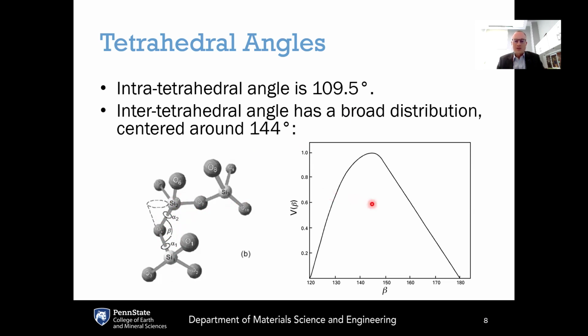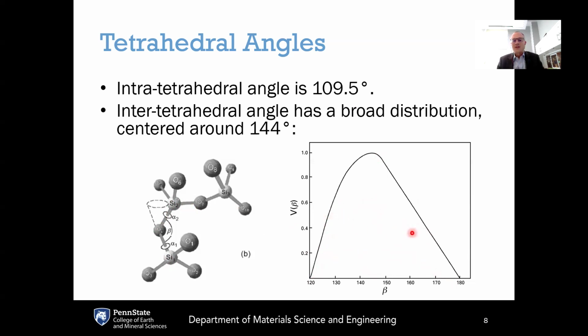An example of this bond distribution of the silicon-oxygen-silicon angle is shown on the plot here on the lower right. This is peaking at around 144 degrees, but it has a really broad distribution. It could be as small as 120 degrees. It could be as large as a straight line, although that is fairly unlikely.